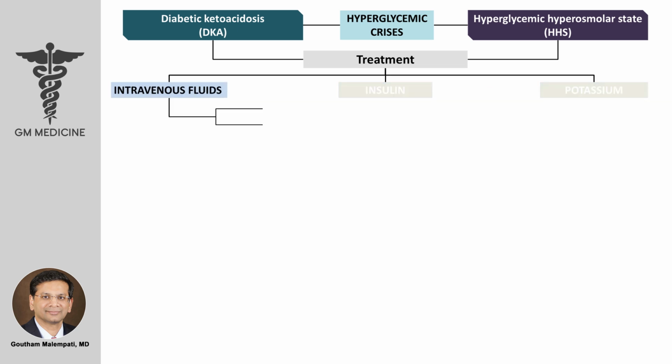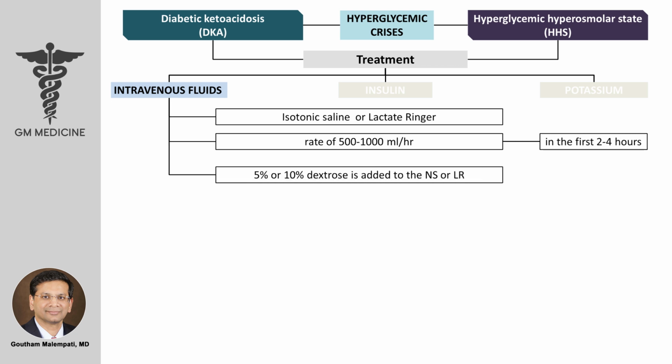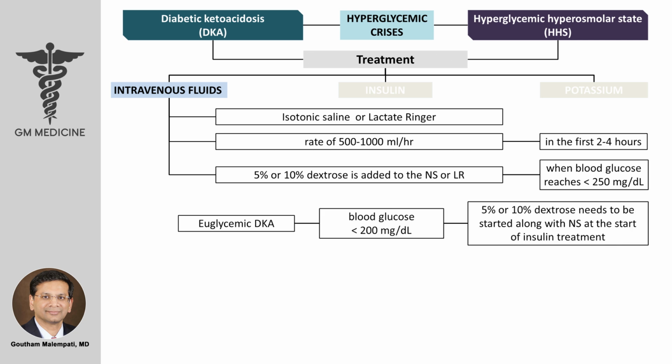Intravenous fluids. Isotonic saline or balanced crystalloid solutions such as lactated Ringer's are the initial choice of fluids. IV fluids are given at a rate of 500 to 1000 ml per hour in the first 2 to 4 hours. Dextrose 5% or 10% is added to the normal saline or lactated Ringer's when blood glucose reaches less than 250 milligrams per deciliter. In euglycemic DKA, where the blood glucose is less than 200 milligrams per deciliter, 5% or 10% dextrose needs to be started along with normal saline at the start of insulin treatment.